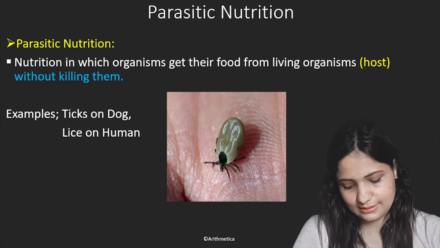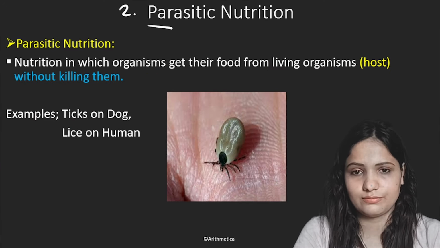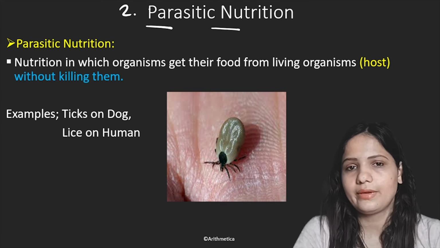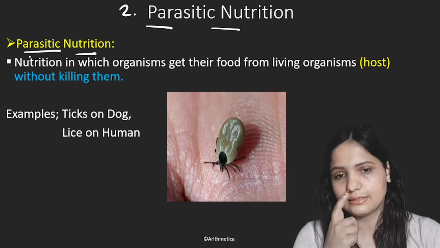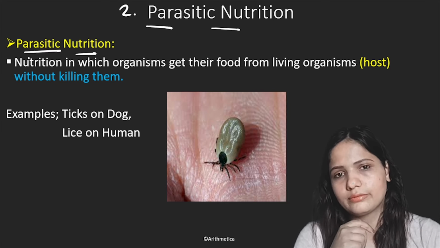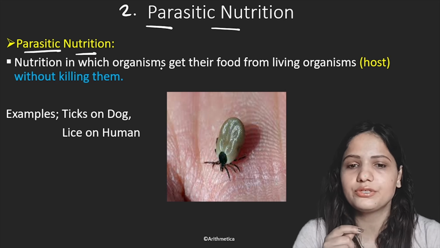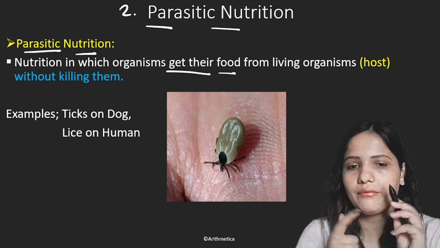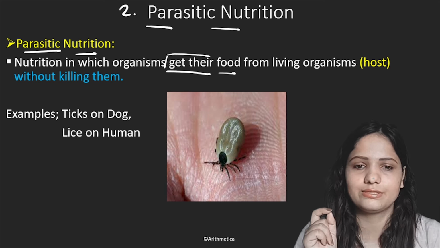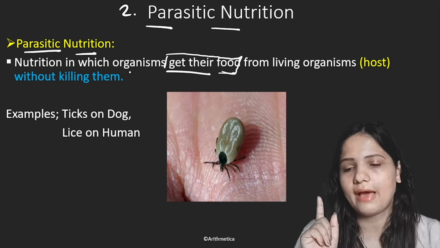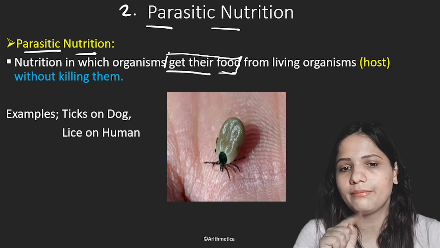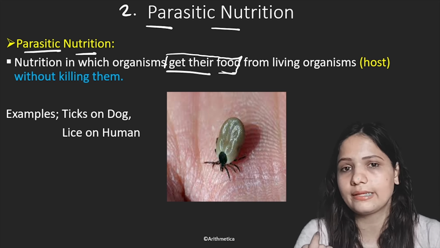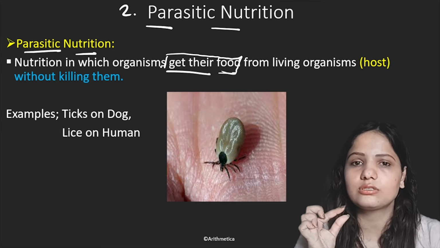Next, we have parasitic nutrition, the second one. We have covered the saprophytic nutrition. Now we have parasitic nutrition. What do we understand from parasitic nutrition? Again, we have to look at the definition. The nutrition in which organisms get their food. You have to include this phrase, get their food, in every definition of the heterotrophic mode of nutrition. We have also included it in saprophytic nutrition and in parasitic nutrition also. And in the next slide we will see the holozoic mode of nutrition. In that also you have to write get their food.